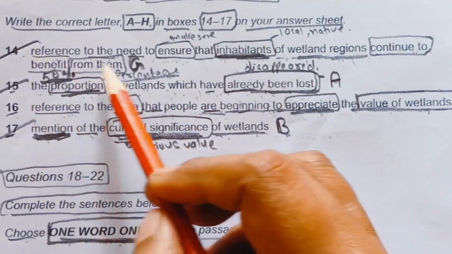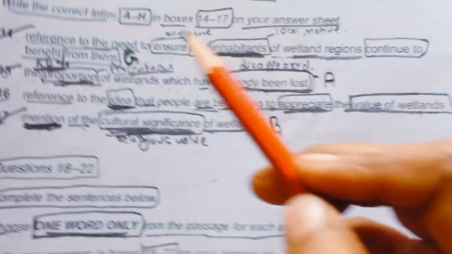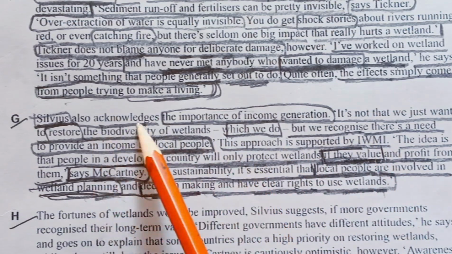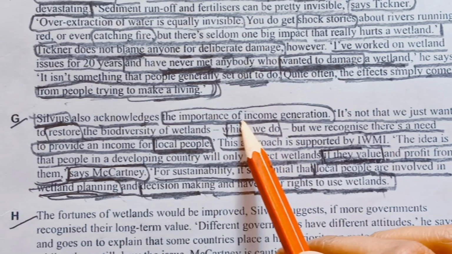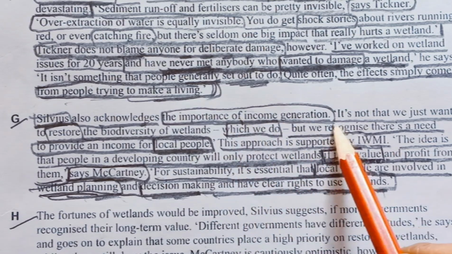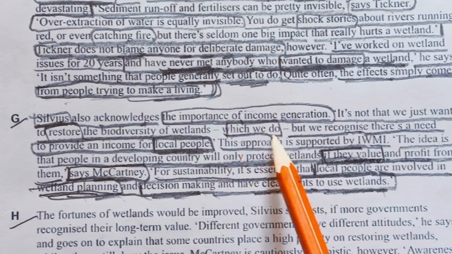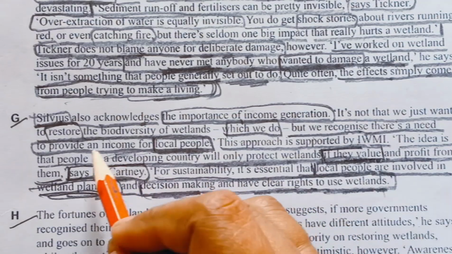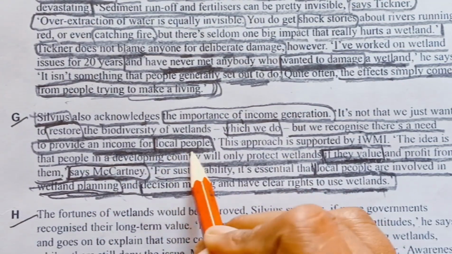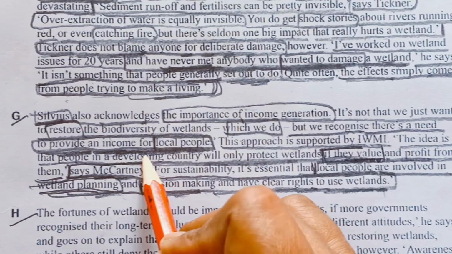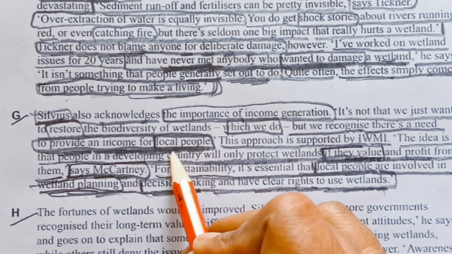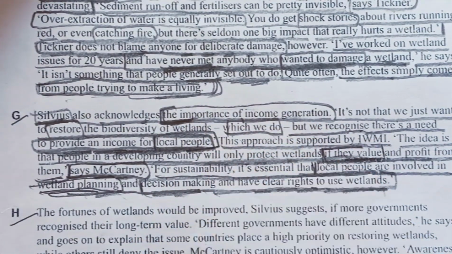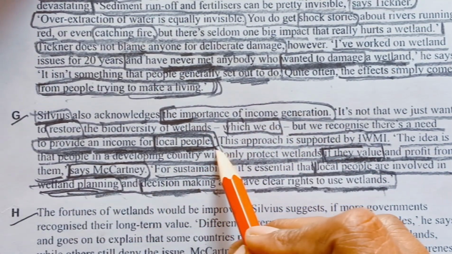From where are we getting our answer? From paragraph G only. What they are saying is: Sylvia also acknowledges the importance of income generation. It is not that we just want to restore the diversity of land, which we do, but we recognize there is a need to provide an income for the local people. Providing an income for the local people means they are talking about the benefit of the local people. So from these lines, from here to here, we are getting our answer.